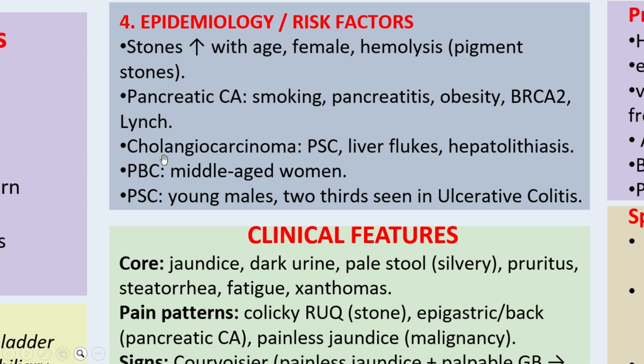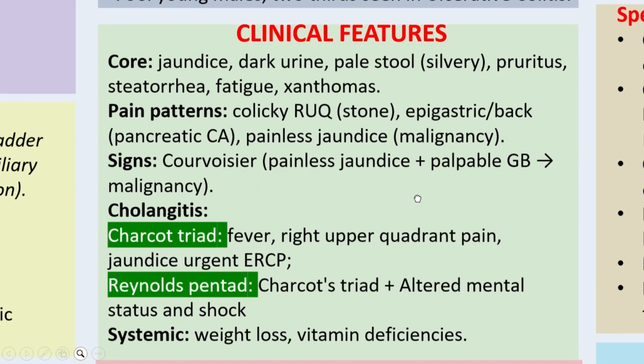Then we have cholangiocarcinoma. It is common in people with primary sclerosing cholangitis. It is common in liver flukes and hepatolithiasis. And most times they say primary sclerosing cholangitis is a pre-malignant lesion to cholangiocarcinoma. Then we have primary biliary cirrhosis, and this one is common in middle-aged women, and it's thought to be an autoimmune disease. Then primary sclerosing cholangitis is found in young males mostly, and two-thirds of people with primary sclerosing cholangitis are found to have ulcerative colitis.